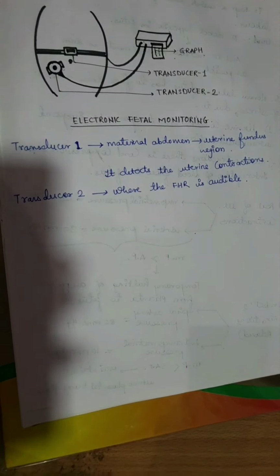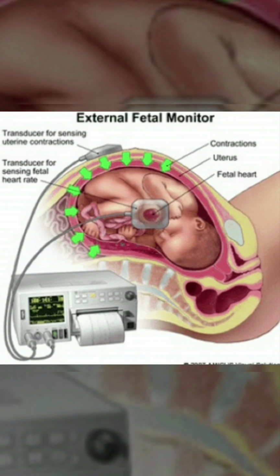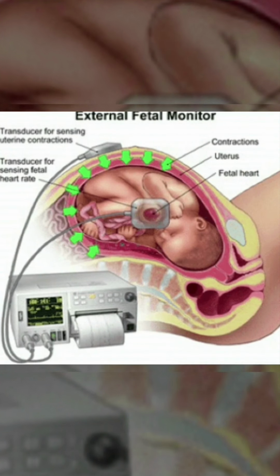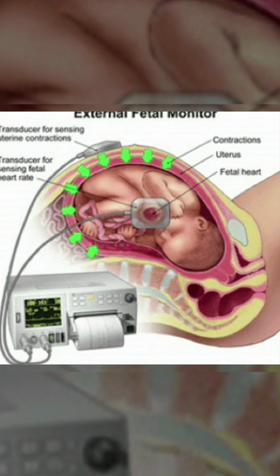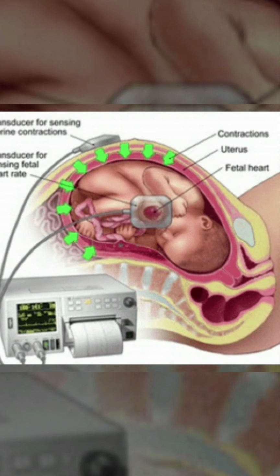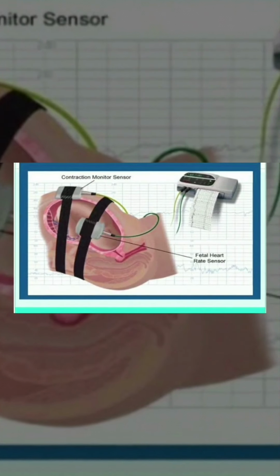In this picture, we can see the two transducers. The first transducer is placed over the uterine fundus region, which detects the uterine contractions, and the second has been placed where the fetal heart rate is audible. And these two are connected to a machine where you could see a graph rolling, which will interpret the fetal condition. And this is also a second picture of the electronic fetal monitoring. Now further moving on, we will see how this electronic fetal monitoring is done.